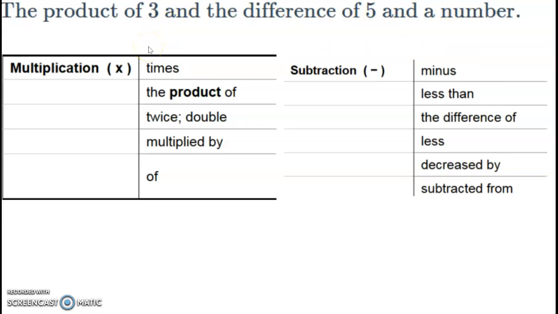So there's multiple ways of doing that. You can say 3 times 5 minus the number, or 5 minus the number times 3. But the key part here is the product and the difference lets you know you're going to do multiplication and subtraction. And since the difference of 5 and a number has to happen first, you have to put it in parentheses. Okay? 5 minus x first, and then multiply it times 3. You can put the 3 in the front or the back, but the 5 minus x has to be in parentheses.